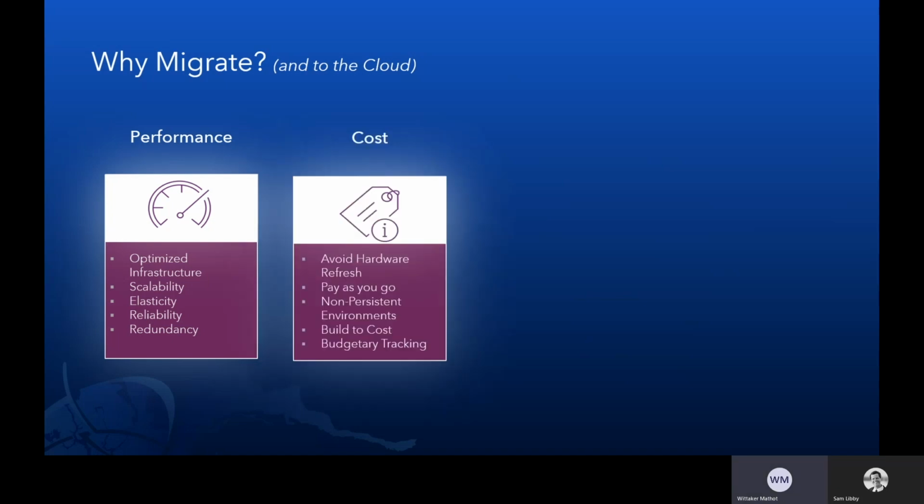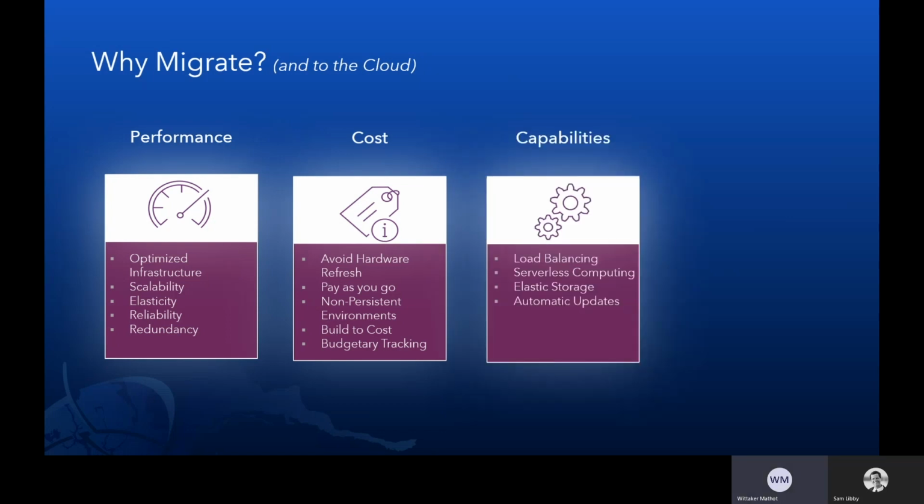Another reason is cost. This is, I think, especially common with migrating to the cloud. Looking to maybe reduce your on-premises IT footprint and leverage more pay-as-you-go capabilities in the cloud. In some cases, you may want to take advantage of more capabilities. These could be sort of infrastructure capabilities, things like load balancing and elastic storage.